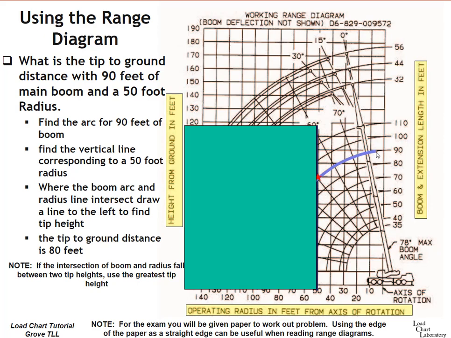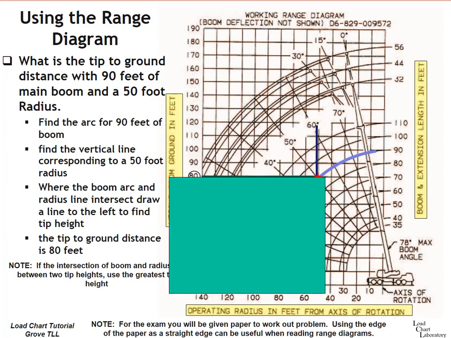Go ahead and find your 90-foot arc, follow that down to where it intersects with the vertical line for 50-foot radius. You've got your straight edge here. Now once you've done this, all you need to do is rotate that piece of paper. This intersection point is going to be your axis for the paper's rotation. Go ahead and rotate it. Then you'll follow that edge of paper all the way over to the left, and there it is, 80 feet for your tip to ground distance.